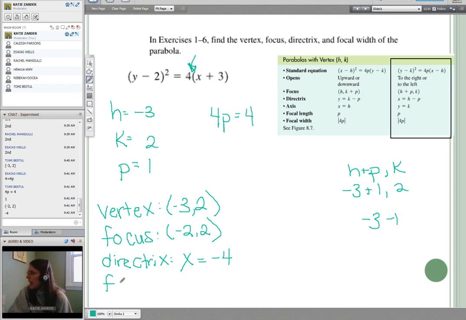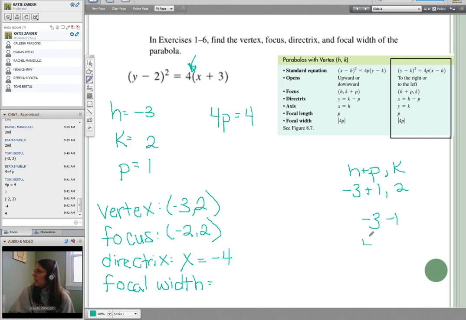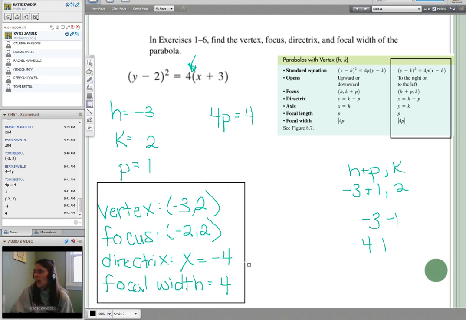The last piece is the focal width. What is going to be the focal width for this parabola? Yeah, focal width is found times the absolute value of 4 times P. 4 times 1 is just 4. Nicely done. Any questions with that?